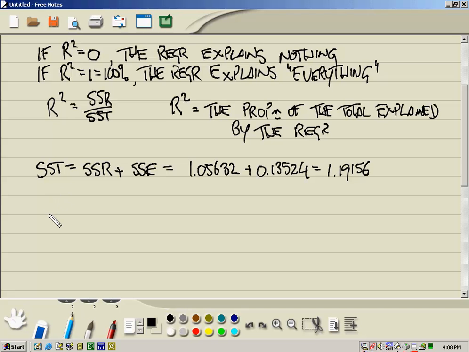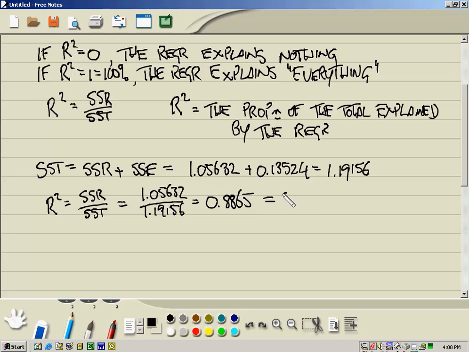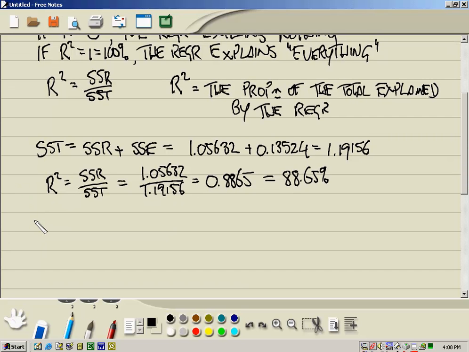Alright, we're ready then to calculate r squared. Again, let's write down the formula so we don't put the wrong values in. Regression sum of squares 1.05632 divided by the total 1.19156, and that works out to be 0.8865, or as a percentage 88.65%.